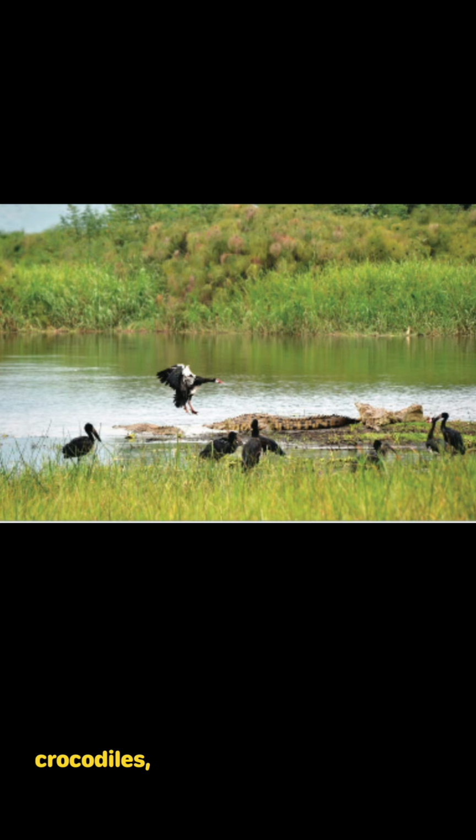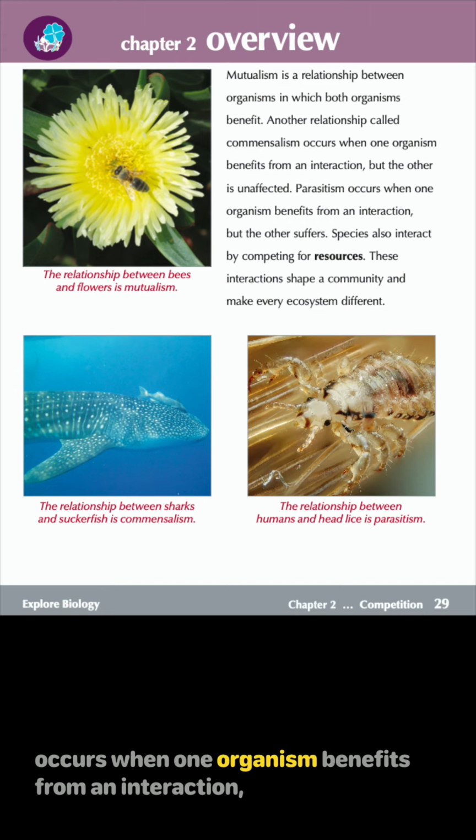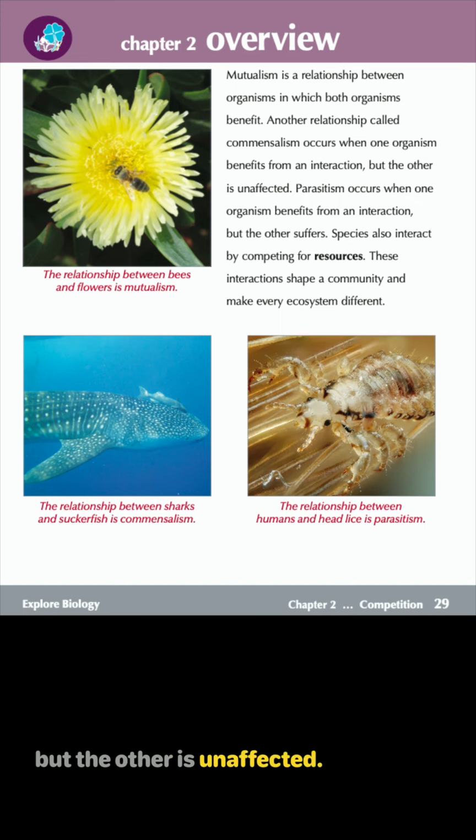Birds, crocodiles, and plants are some of the organisms in this ecosystem. Mutualism is a relationship between organisms in which both organisms benefit. Another relationship, called commensalism, occurs when one organism benefits from an interaction, but the other is unaffected. Parasitism occurs when one organism benefits from an interaction, but the other suffers.